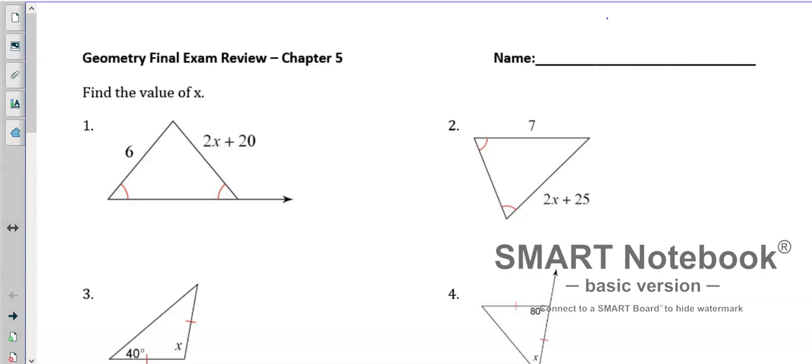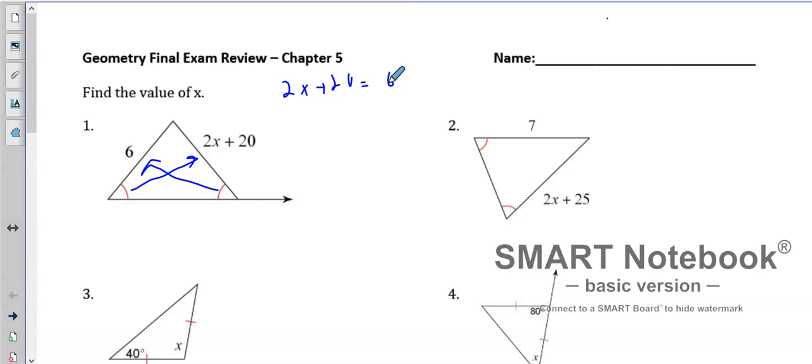All right, Chapter 5, Review. Number 1, when we see these two angles equal to each other, we know these two sides are equal to each other. So we can just set them equal to each other and solve.